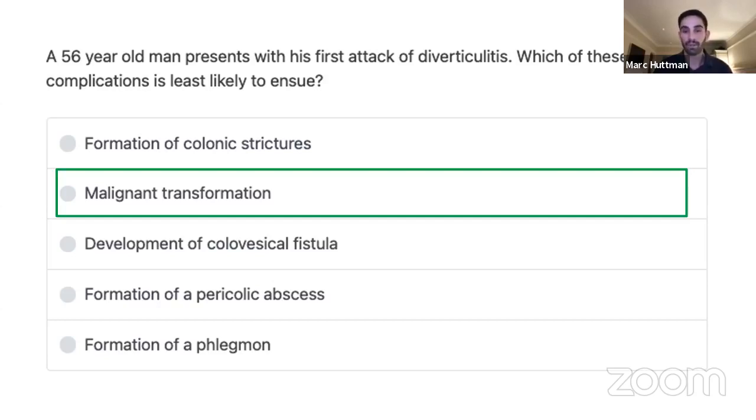Get a really bad bout of diverticulitis and it forms a scar, you get a stricture. Get a really bad bout and it can form a fistula between your bowel and your bladder. You can get an abscess and a phlegmon just with Hinchey one or two. So that's almost part of the attack of diverticulitis.